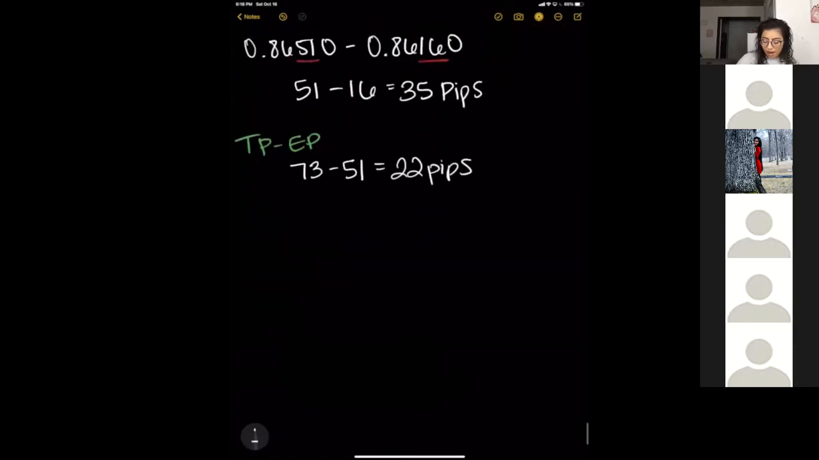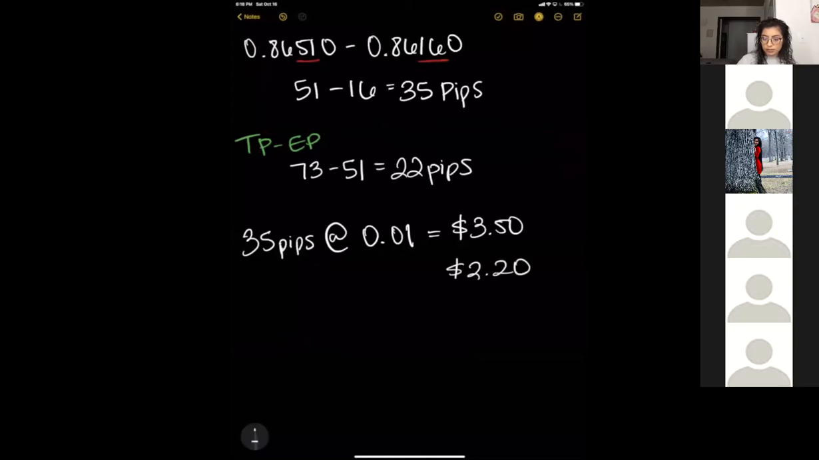Okay, so if I have 35 pips at 0.01, that equals $3.50. If this is confusing, I need you to watch the foundations, okay? And I'm going to drop this after. So I know at 0.01, I'm risking $3.50 to make $2.20, because 22 pips at 0.01 equals $2.20.